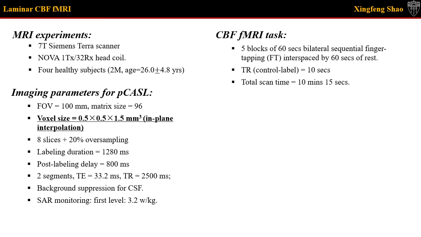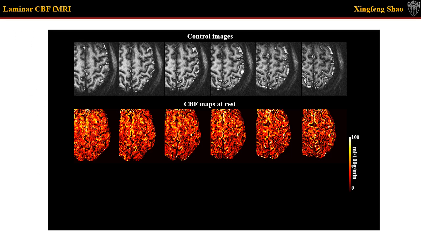For the fMRI tasks, we have 5 blocks of 60 seconds of bilateral sequential finger tapping task, interspersed by another 60 seconds of rest. The TR of each scan is 10 seconds, and our total scan time is 10 minutes. So here in the first row, you can see the control image, and the second row shows the CBF maps we measured in resting state.